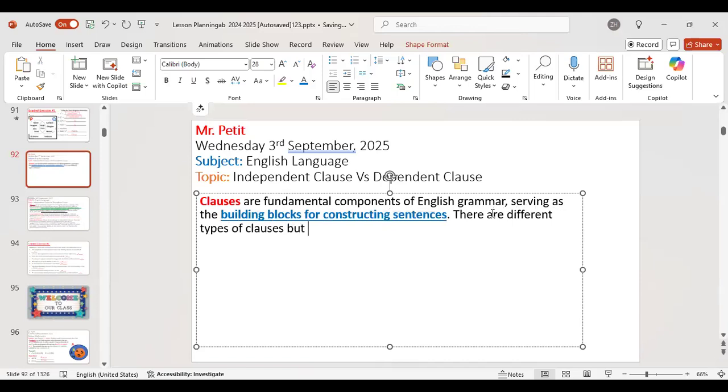But in this lesson, we will be considering two types. What are the two types? Independent clauses. Two types. Independent clauses, and dependent, very good. And dependent clauses.